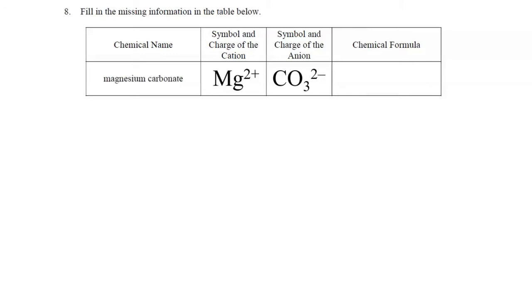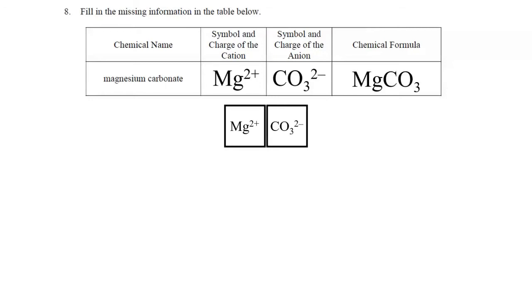Now we have magnesium and carbonate, but because the magnitude of charge on the magnesium is the same as the magnitude of charge on the carbonate, we can simply write MgCO3. No parentheses and no extra numbers or subscripts are needed.